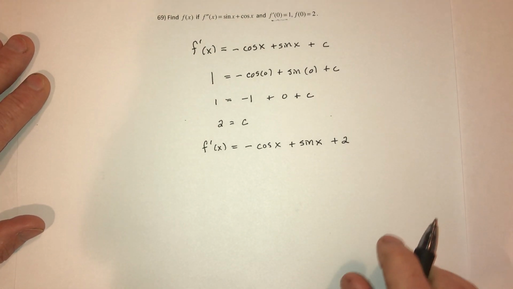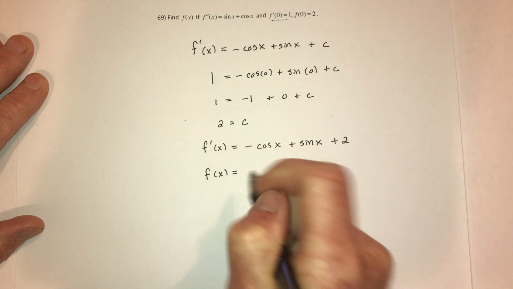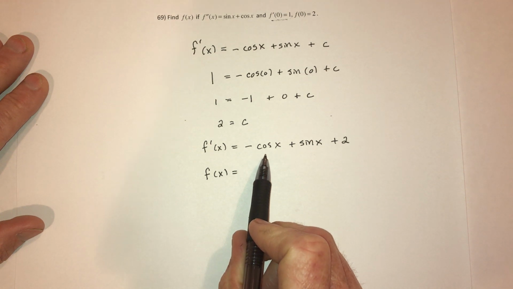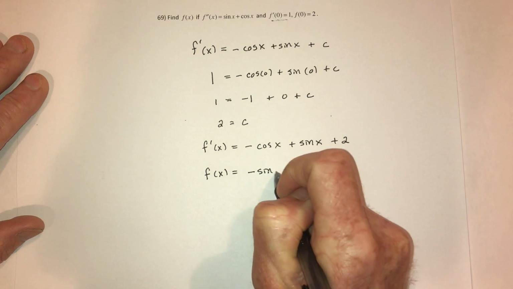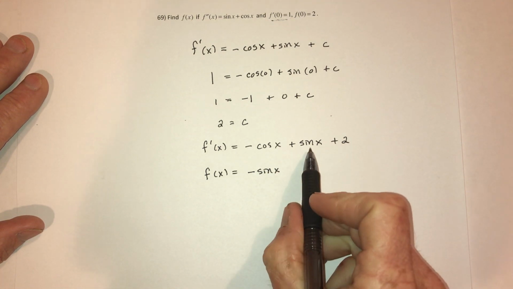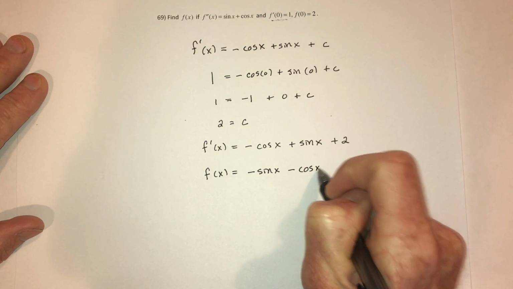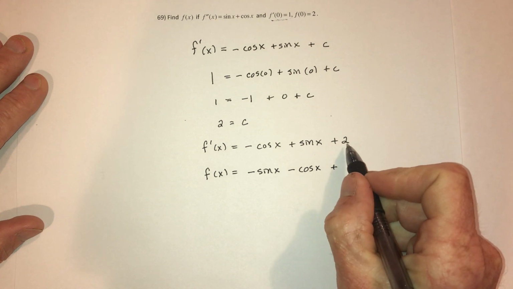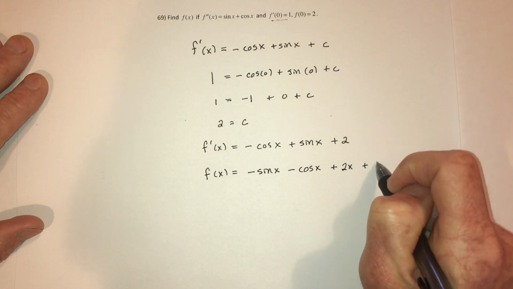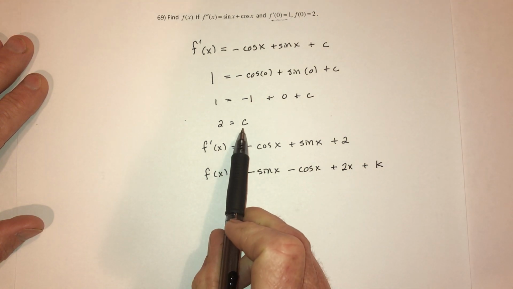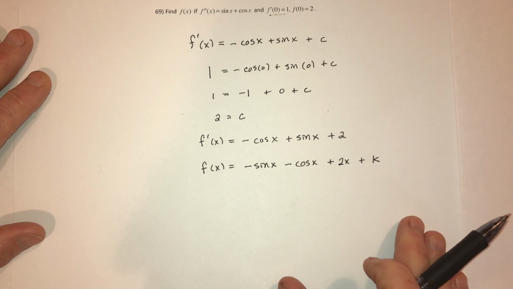Okay, now we're halfway done. Now find the original function. So then find the antiderivative of each one of these. The antiderivative for negative cosine will be negative sine. And for sine, the antiderivative is negative cosine. For the 2, its antiderivative is 2x. And then plus another constant. Since I already used c, I really should use a different letter, so I'll use k for this one's constant.